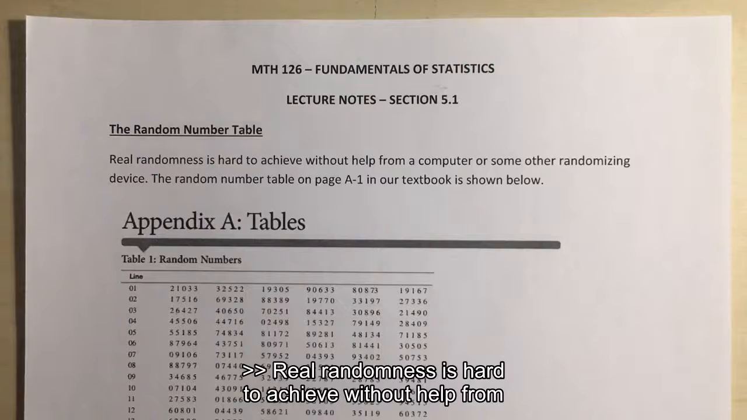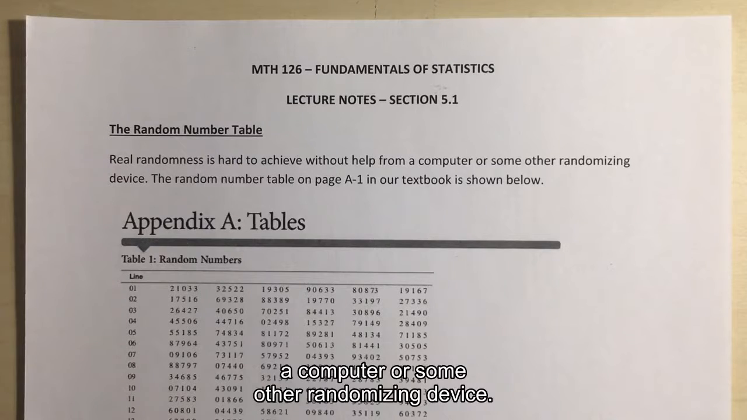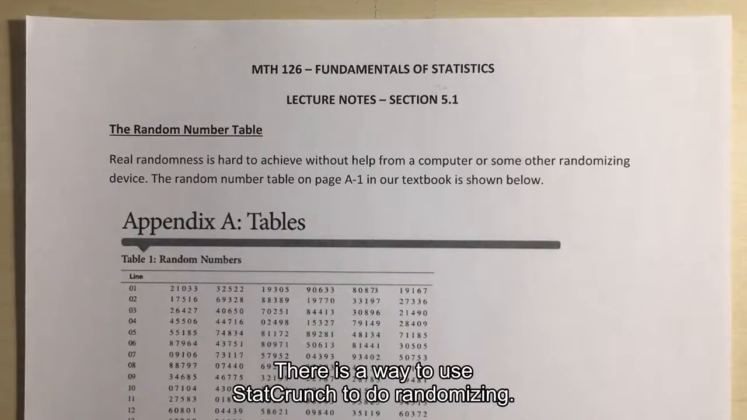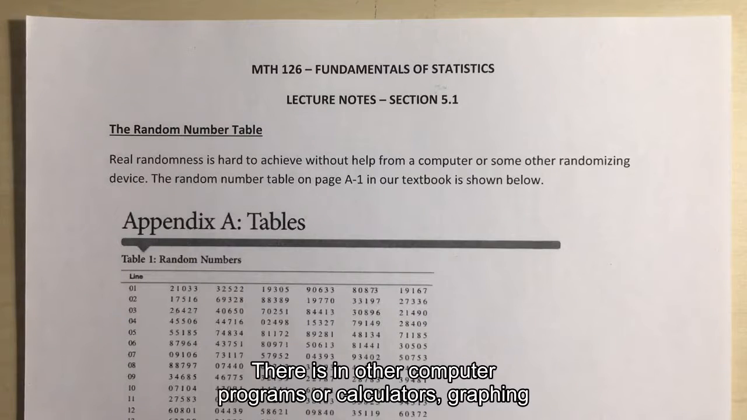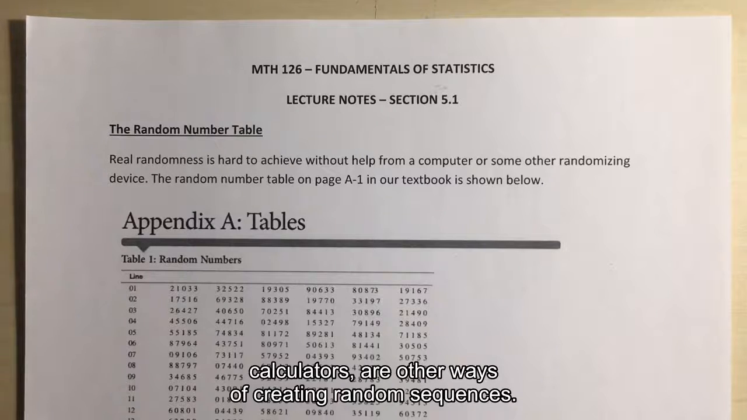Okay, real randomness is hard to achieve without help from a computer or some other randomizing device. So there is a way to use StatCrunch to do randomizing. There are also other computer programs, calculators, and graphing calculators that have other ways of creating random sequences.